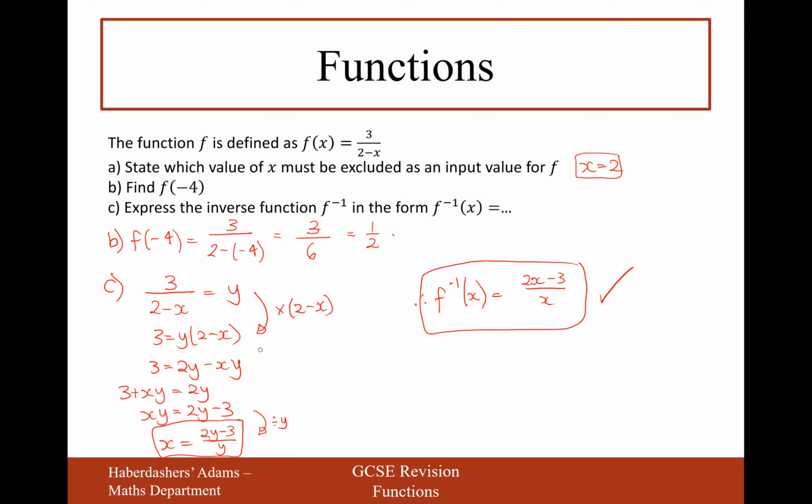We just went through a bit of rearranging algebra here, so first of all we expanded the brackets. Then we moved the xy onto the other side. Then we subtracted 3, then we divided by y, and then we wrote our final answer, replacing the y's for the x's. You could have had an alternatively correct answer here of 2 minus 3 over x.